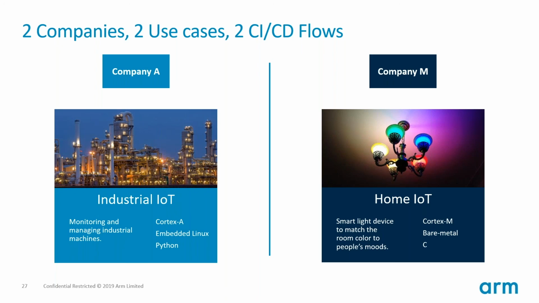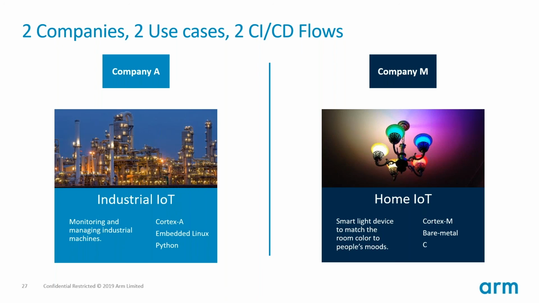These are two companies, Company A and Company M. Company A is in the industrial IoT space. You could say they're making a rich IoT product to monitor and manage industrial machines. They're using a Cortex-A processor from ARM, and they're running a Python application on top of embedded Linux.